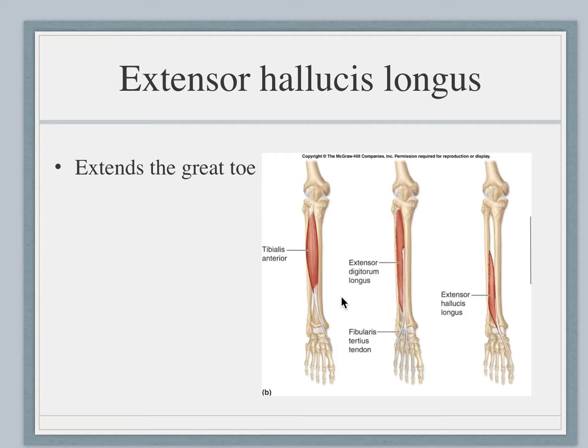The extensor hallucis longus extends the big toe. It is similar in location to the tibialis anterior, but it's located further down, closer towards the distal end of the tibia, as you see here. And also the tendon for the extensor hallucis longus just goes to the big toe. See, it follows it all the way down to the big toe. And it extends the big toe when it contracts.